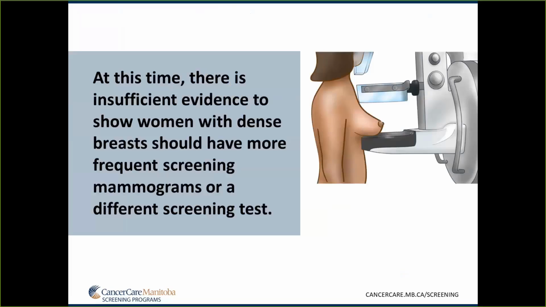But again, at this time, there's insufficient evidence to show that women with dense breasts should have more frequent screening mammograms or a different screening test. One question that might come up in discussion with your patients is whether or not MRI should be added into their screening regimen. And again, the literature is in evolution on that question, and there is an interesting study that I can tell you a bit more about if you want later on.